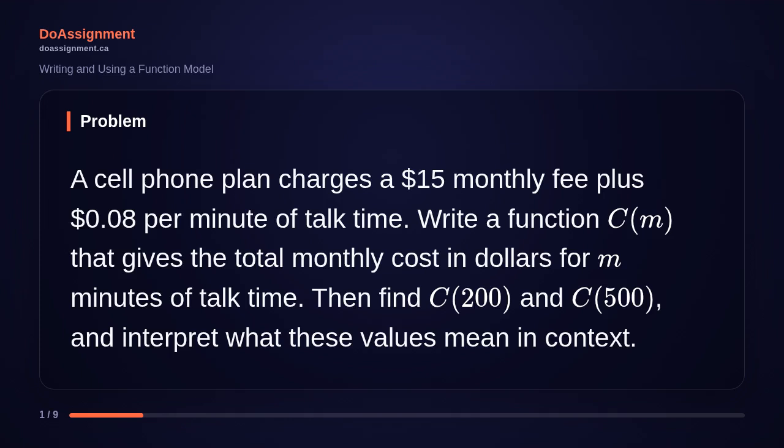A cell phone plan charges a $15 monthly fee plus 8 cents per minute of talk time. Write a function c of m that gives the total monthly cost in dollars for m minutes of talk time. Then find c of 200 and c of 500 and interpret what these values mean in context. Now let us work through the solution step by step.